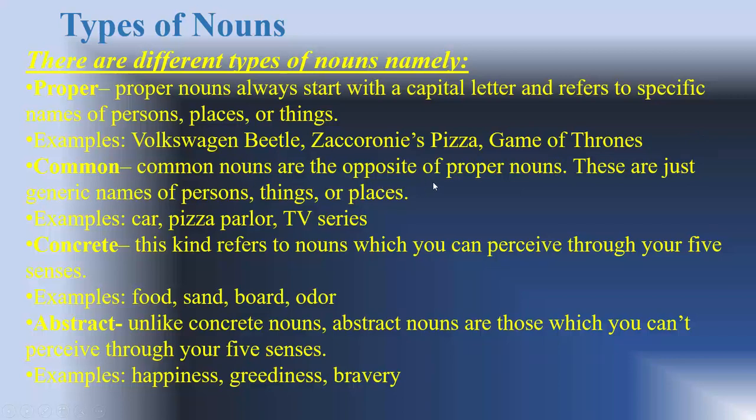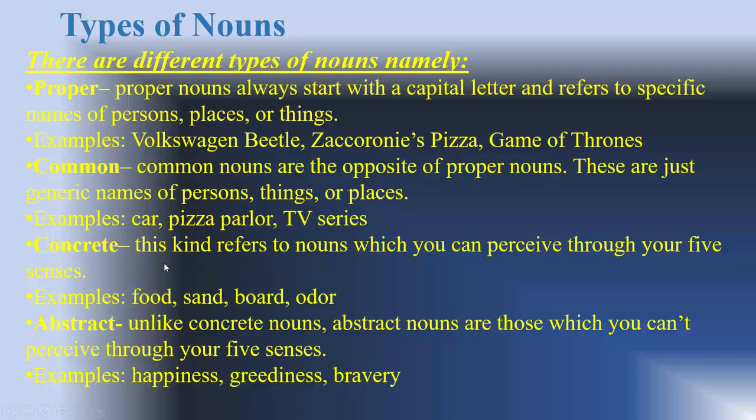Common nouns are the opposite of proper nouns. These are just generic names of person, things, or places. That's not something specific. Car, not a Volkswagen, any type of car. Pizza, not a specific type of pizza, but any kind of pizza. TV series, any kind of TV series. They are all nouns.